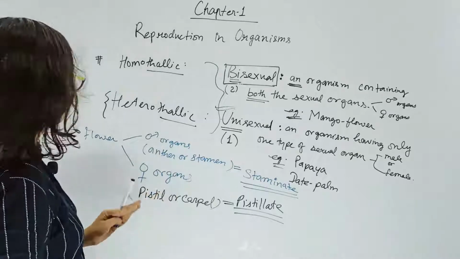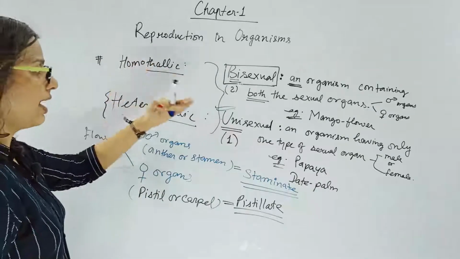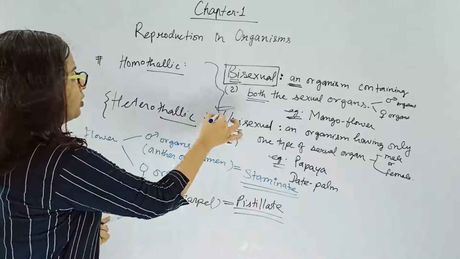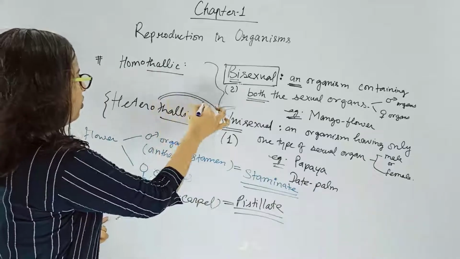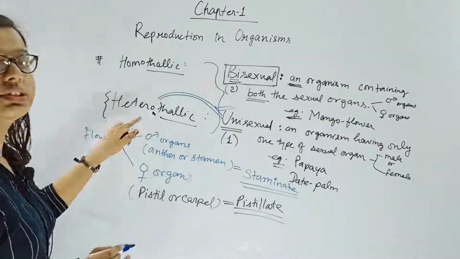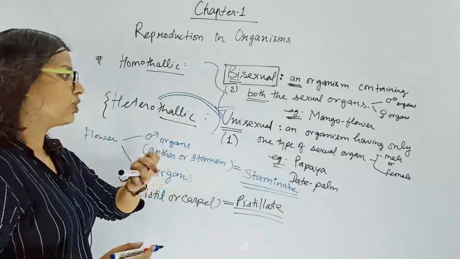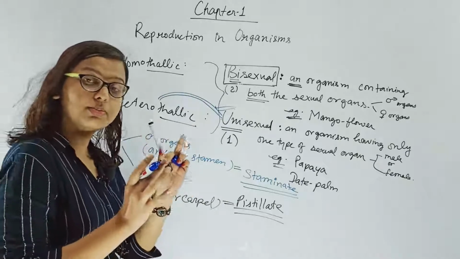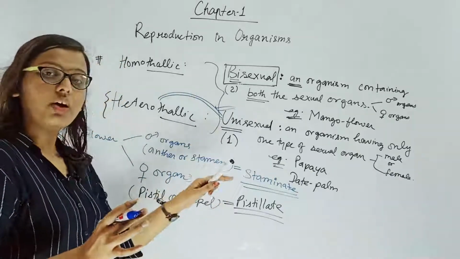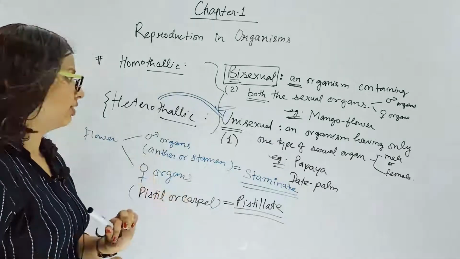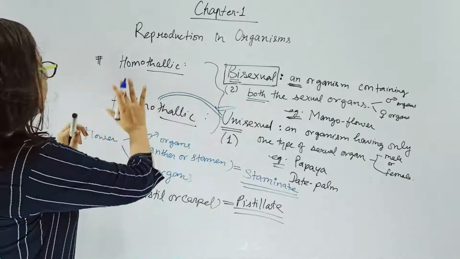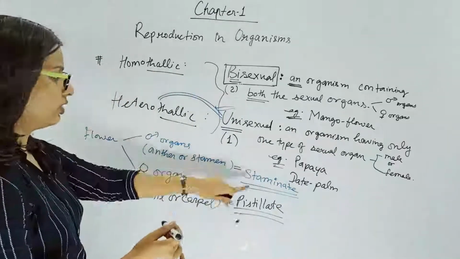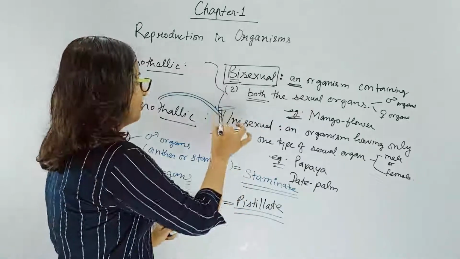So this was about the homothallic, heterothallic, bisexual, unisexual. One more thing, I think you would have known up to now that unisexual is equivalent to heterothallic. Heterothallic means two different plant bodies. Unisexual means also one species have two different plant bodies. One body is having the male organ, second body is having the female organ. So these two terms are the same. Now in the flower you understood what is staminate, what is pistillate.